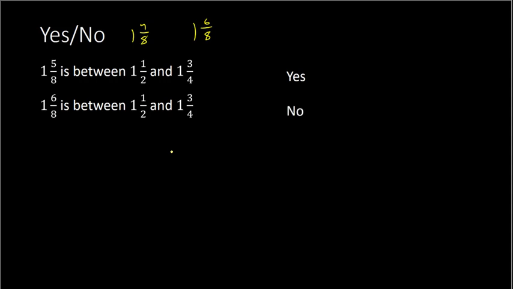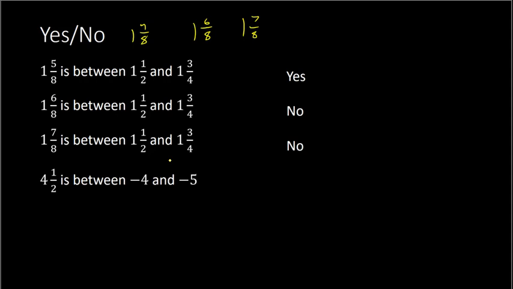And what about 1 7/8? Well, again, 1 7/8 would be over here, and we've passed 1 6/8, which is 1 3/4. It is on the other side, not between. So the answer here is no. Now we have another question. Is 4 1/2 between -4 and -5? Well, this one should be hopefully pretty obvious, because we're dealing with negative numbers here. 4 1/2 is positive. It's not even close on the number line. So the answer is no.